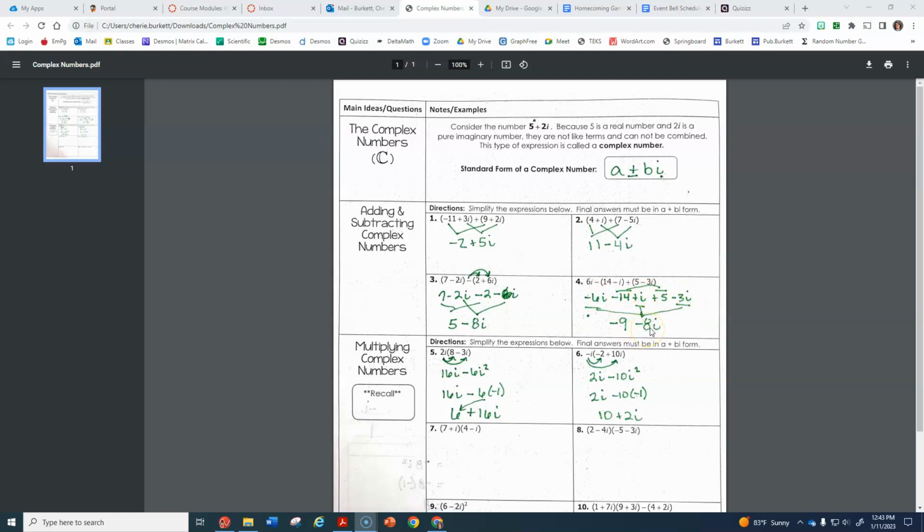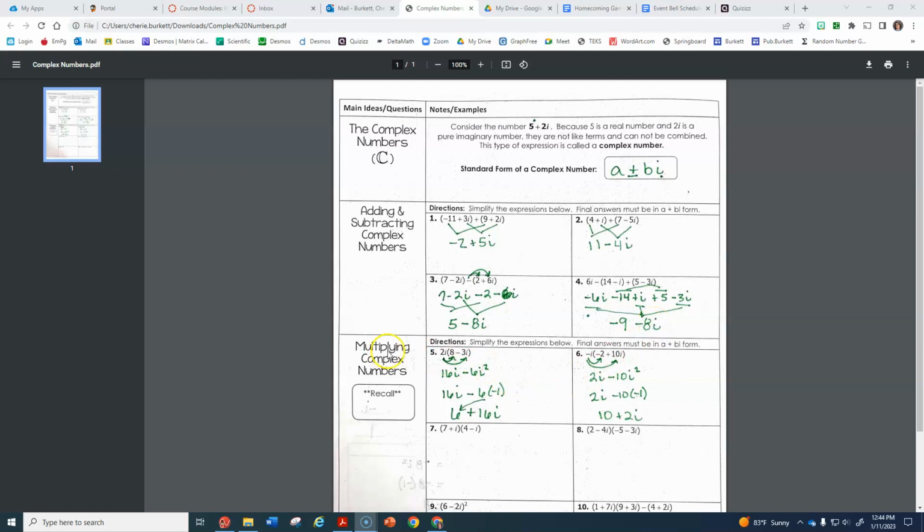Then I'm going to combine the real parts, the negative 14 and the positive 5 that go together make a negative 9. I put it in front because that's the way the standard form of a complex number is written. The real part in front, the imaginary part behind.